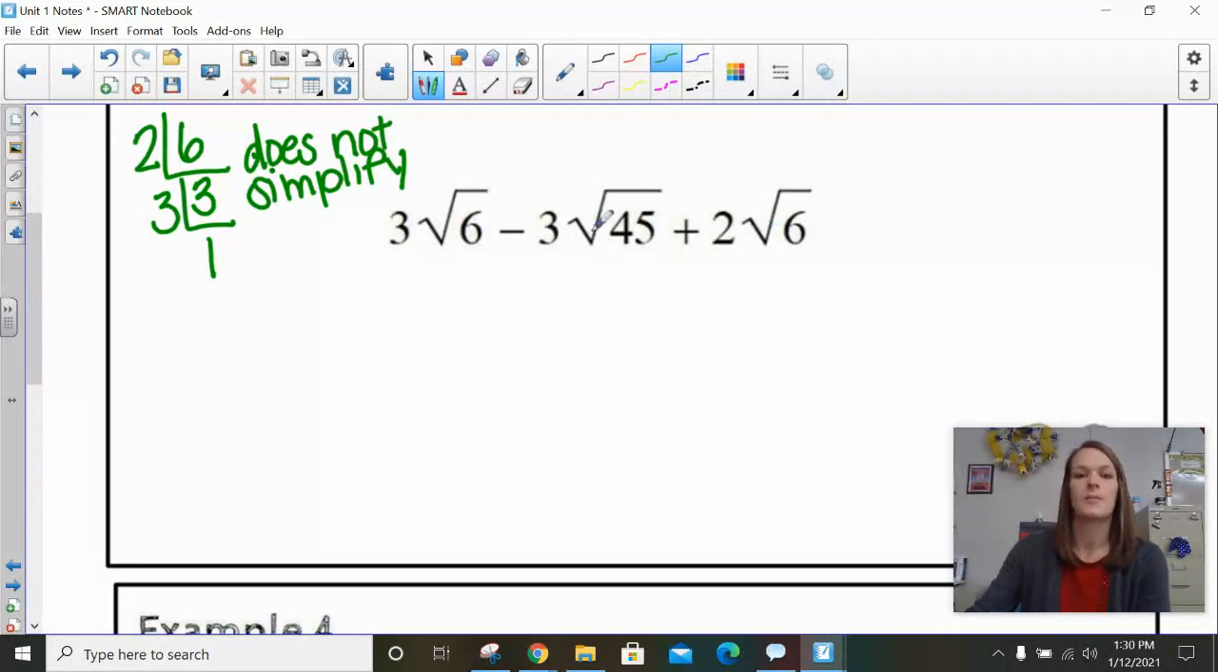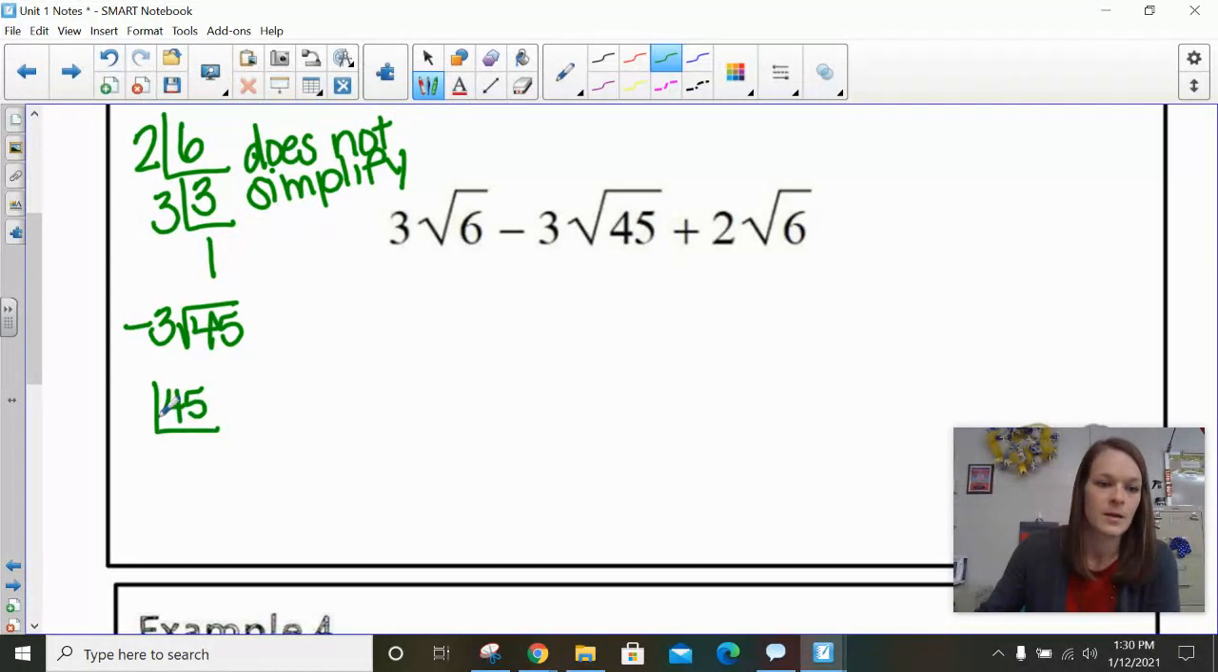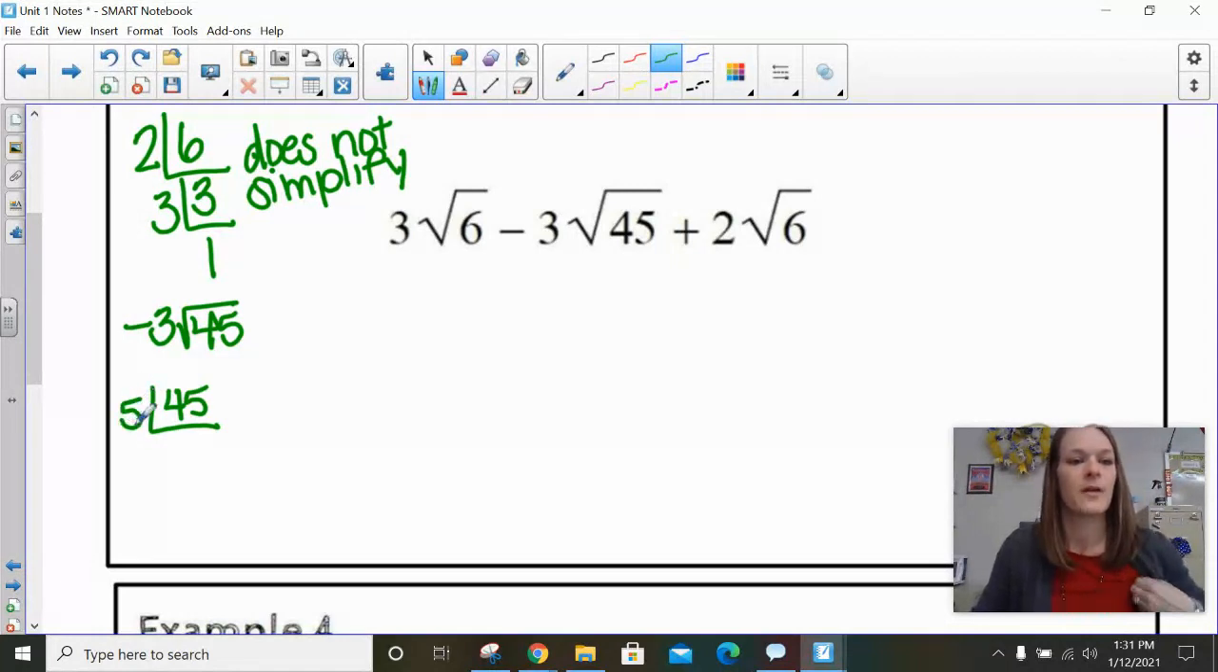But the middle one, 45, should simplify. So I'm going to come over here. I have -3 square root 45. The first thing I want to do is do just the 45. I know I can divide 45 by, no, undo. I can divide 45 by 5. I think I can do 3, but I'm going to go 5.